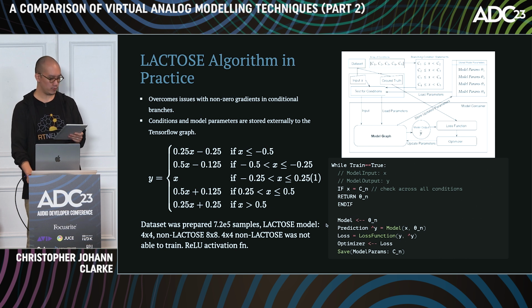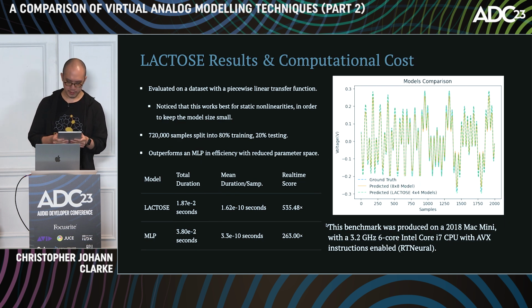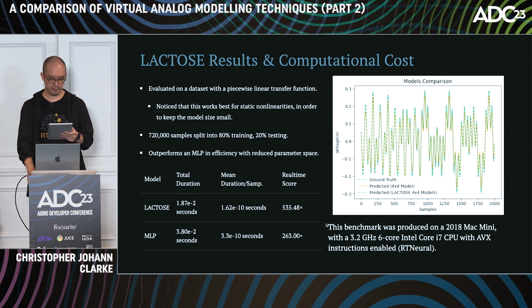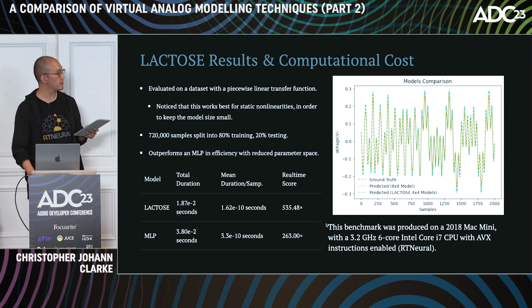For example, here, we use this piecewise linear function as our target, and we compare lactose with a model that's bigger by 1 order of magnitude. So here are the results. We can see from the graph that the lactose model can even model the signal better than larger networks. What's interesting here is that with RT-neural implementation, the models are blazingly fast, with like 500 times real time.